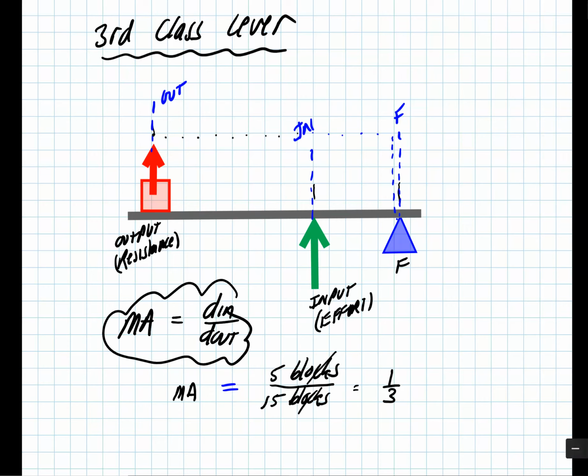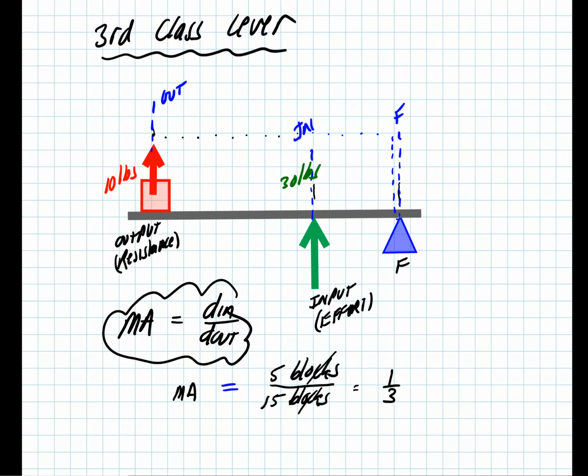So if your load weighs 100 pounds, you're actually going to have to come up with 300 pounds of force. That's crazy. Well, let's make it a little more realistic. Let's make this like 10 pounds, and this will be 30 pounds. Because you could do that. You could push up with 30 pounds.